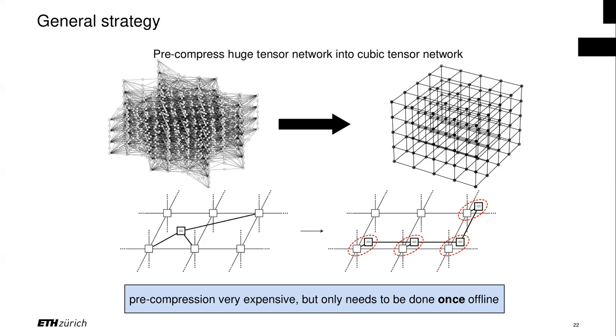We made it run overnight. It took a few hours, but then you can reuse it for every sample. So actually you can amortize the cost of that pre-compression quite a bit. And that's really the only way we managed to get the tensor network decoder running for circuit level noise.